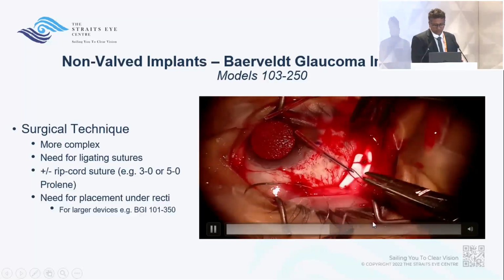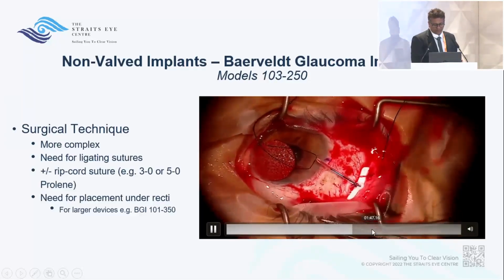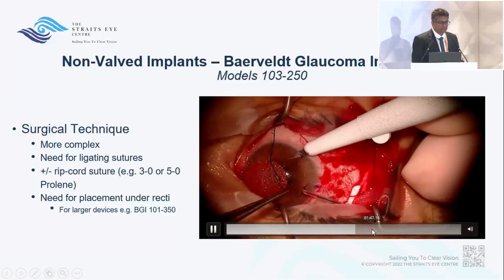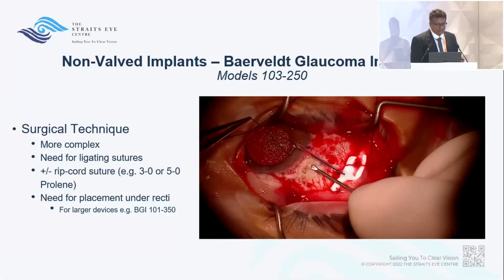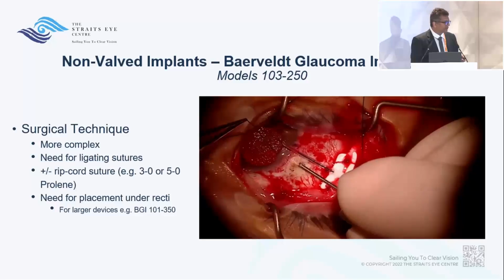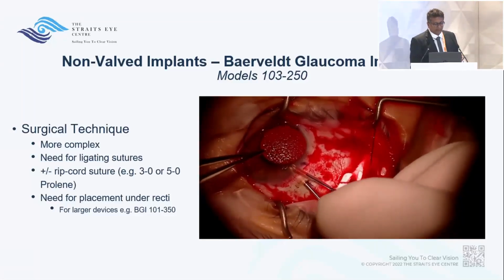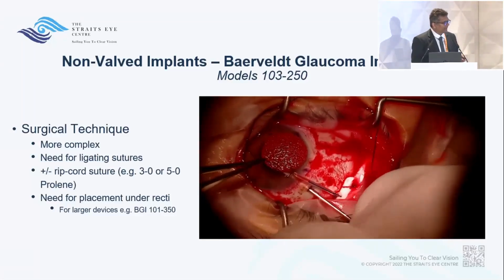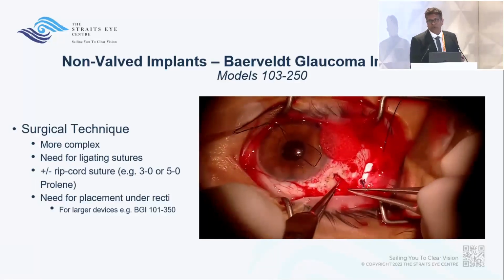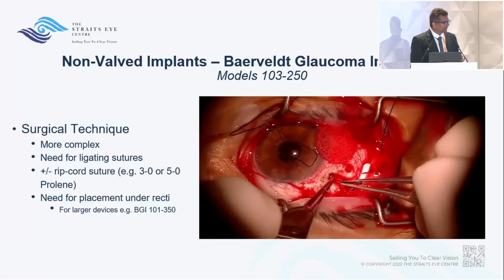Moving along. I think no one showed you the Baerveldt yet, so I'm just going to show you that. There are many techniques to insertion. One technique is to tunnel it. Another technique is to put it about, like he says, 2 to 3 millimeters behind the limbus, enter it, and then in the US, I had access to a split thickness, half moon corneal graft, which was beautiful, and it covered it well.